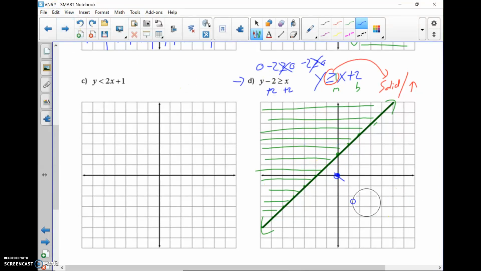So if you're not sure about your shading with the whole above-below thing, pick a test point. If it works, you're on the right side. If it doesn't, it's the other side.